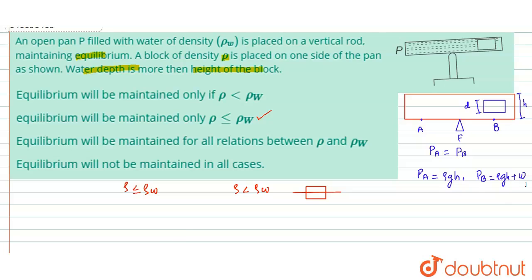And if the density of the body equals the density of the water or the liquid, then the body floats like this, just below the surface of the water. In both these conditions, the block will not touch this point and there will be no excess pressure here. So the pan will remain in equilibrium. This is the condition for the pan to remain in equilibrium, and B will be the correct option.